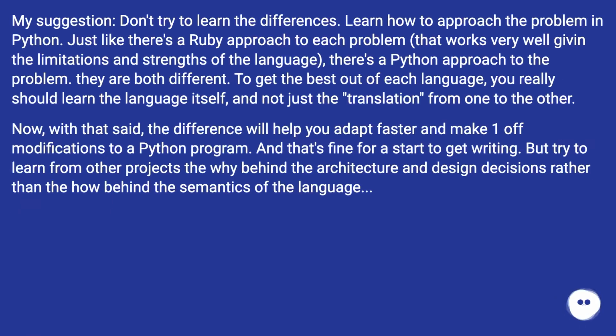My suggestion: don't try to learn the differences. Learn how to approach the problem in Python. Just like there's a Ruby approach to each problem, that works very well given the limitations and strengths of the language, there's a Python approach to the problem. They are both different. To get the best out of each language, you really should learn the language itself, and not just the translation from one to the other.